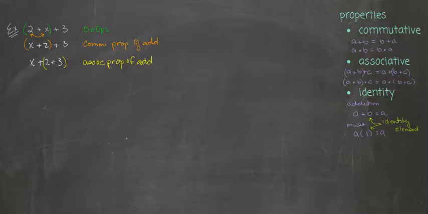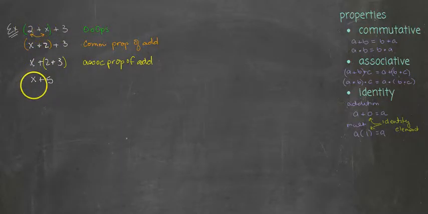And now I can do something with this. I have x plus, well, 2 plus 3 is 5. And now I'm down to an expression that I can't combine because I don't know what x is, so I can't add it to 5 yet. But I have certainly simplified this process. I've taken something that had 3 values, 2 were integers and 1 was a variable, and reduced it to something with only 2 values in it.